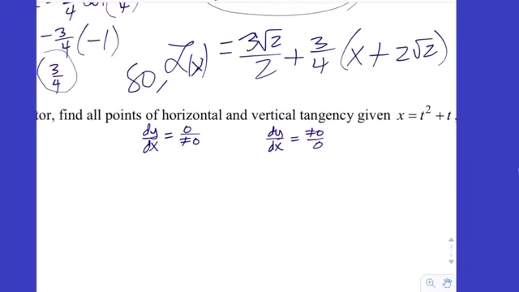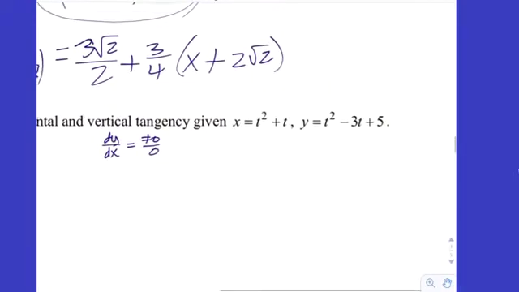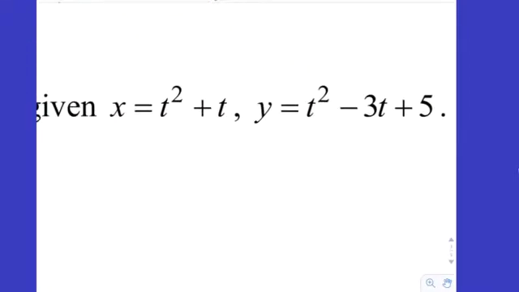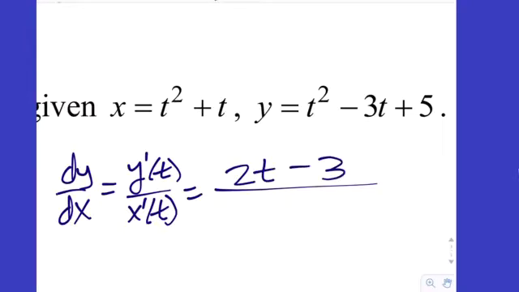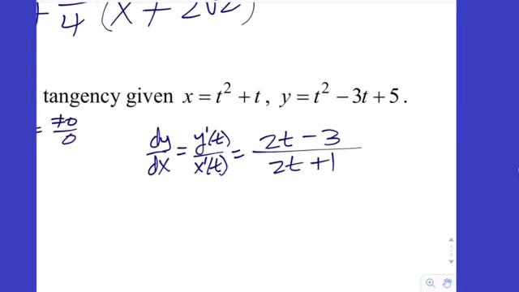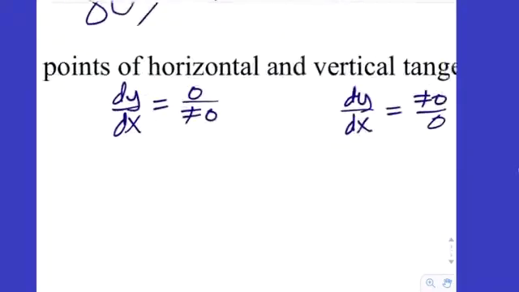All right, so I guess we're going to need dy/dx, yeah? So let's go ahead and find it right here. So dy/dx, I'll write it out a little bit differently this time. It's y prime of t over x prime of t. So what is y prime of t? Well, it's 2t minus 3. Pretty simple derivatives. And then x prime of t is 2t plus 1. Sweet. Okay, so now we're going to label it.